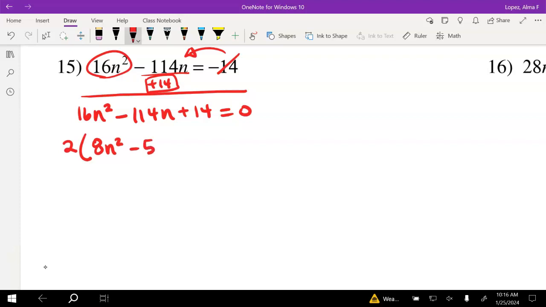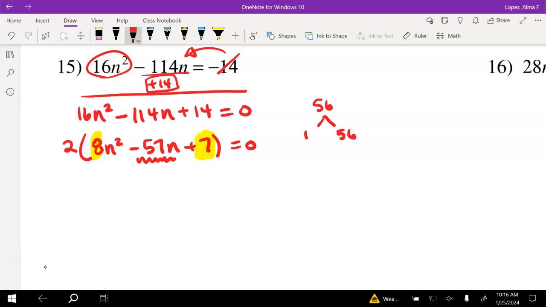It's going to give us a minus 57n. And when you factor 2 out of 14, you're going to get a positive 7. That is definitely a type 2. I'm going to multiply my lead coefficient and constant together. That's 56. The factors of 56 that I'm going to use to get myself a middle term of negative 57.